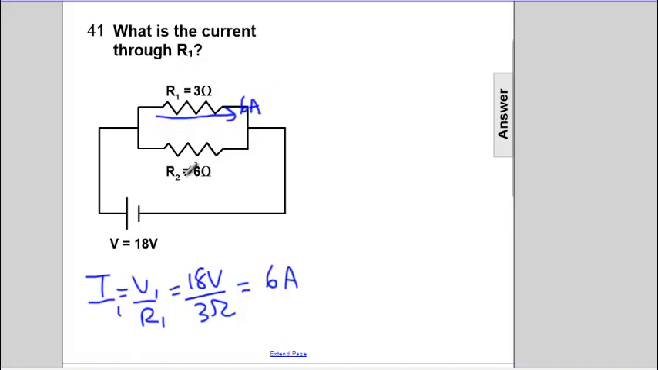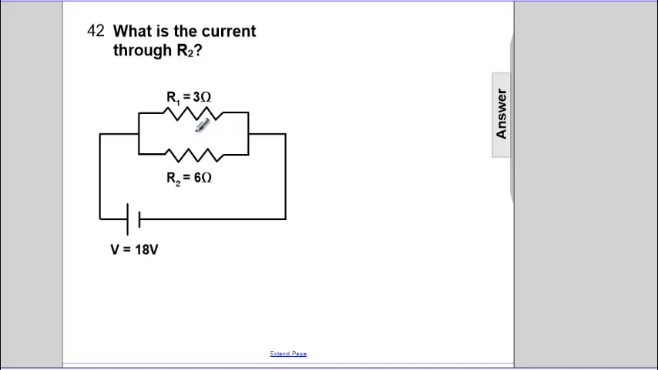Can you predict, if this resistance is twice as large but you're still applying 18 volts across that, what would the current in this branch be, more or less? More resistance means, that's right, less current. Let's carry it forward.